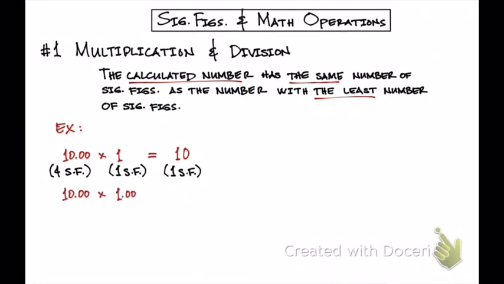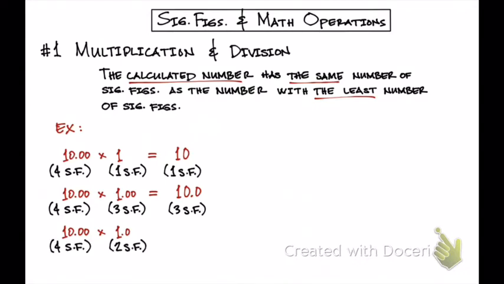Here's another example. 10.00 times 1.00. Okay. Again, the first number here has 4 sig figs, and the second number has 3 sig figs. So your final answer, or the calculated answer, should contain 3 significant digits. So in this case, 10.0, right? So you would add a decimal point followed by another 0, because you're turning it into a trailing 0 with a decimal point. So now you have a total of 3 significant figures. And the last example here is 10.00 times 1.0.